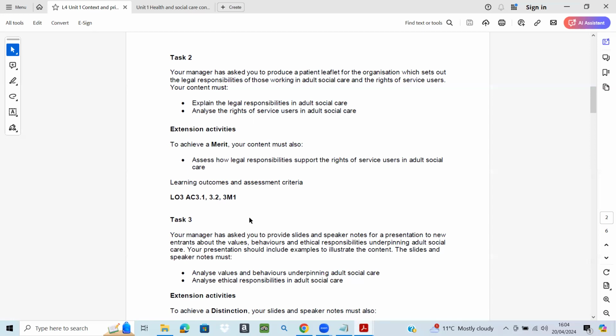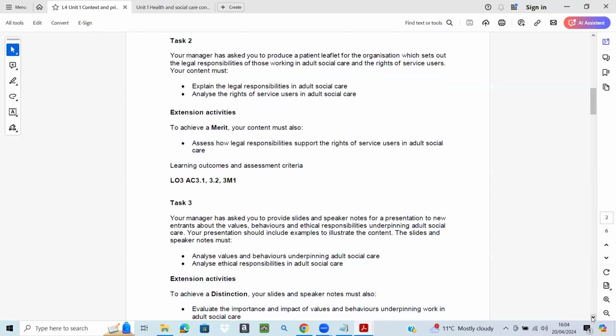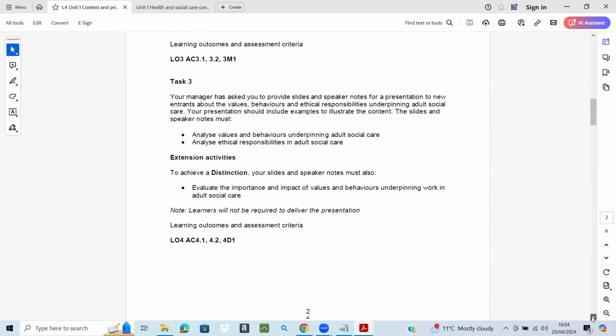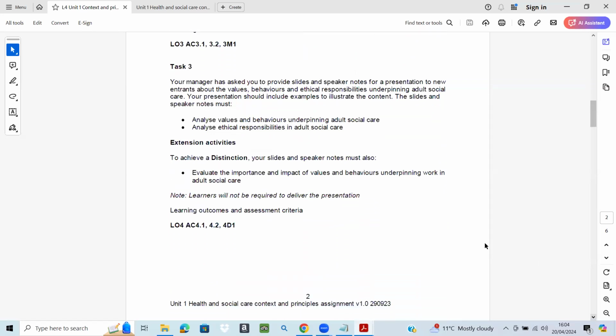Then learning outcome and assessment criteria. Then we have learning outcome 3 and we have task 3. So now in task 3, your manager has asked you to provide slides and speaker notes for a presentation to new entrants about the values, behavior, and ethical responsibilities underpinning adult social care. Your presentation should include examples to illustrate the content.